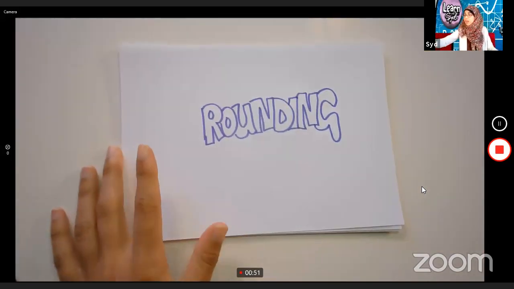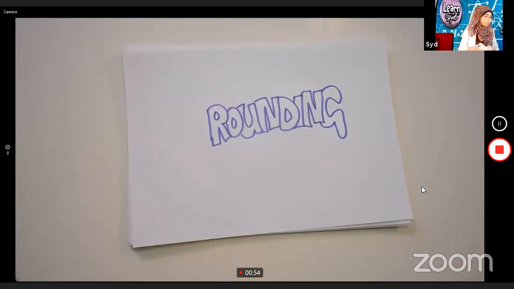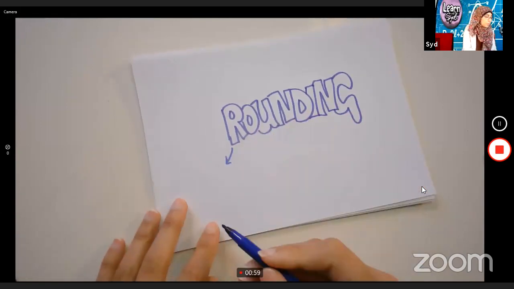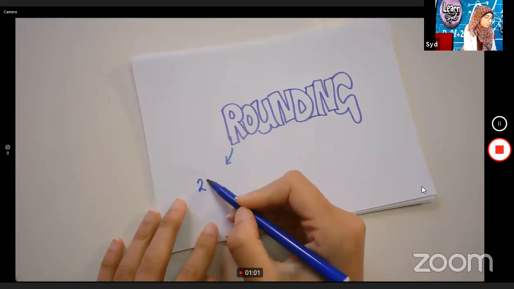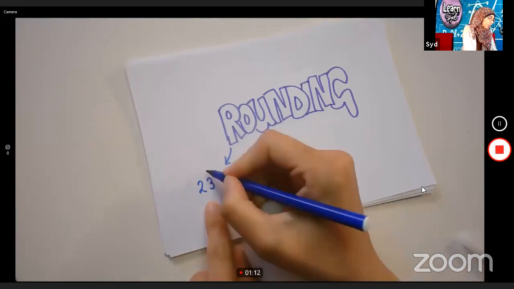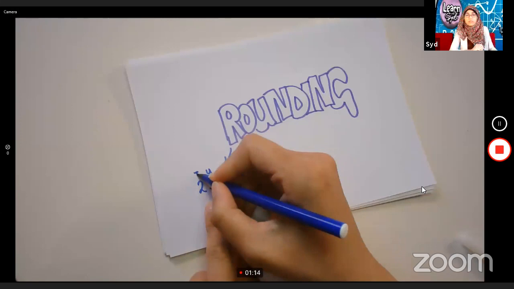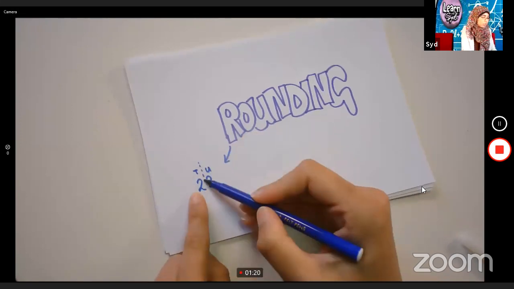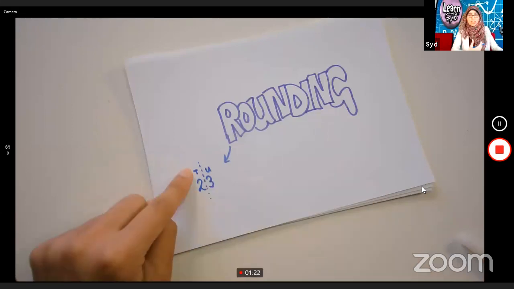So let's start off first of all with a nice whole number. Okay, so we've got the number 23. Now you could have whole numbers and you're rounding it to the nearest 10. What does that mean? So that means we look at this number, you've got units over here, you've got tens over here. We want to round it to the nearest 10. Now, to keep its place value, this is going to turn into a 0.